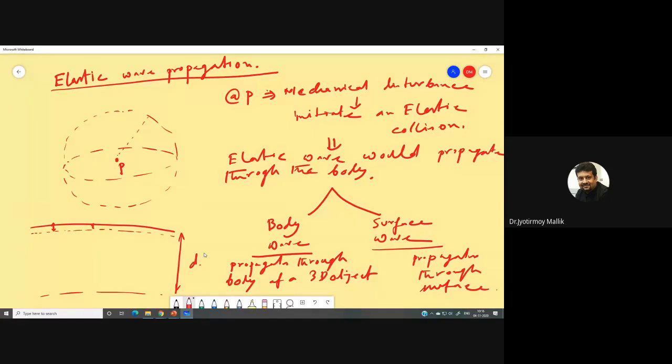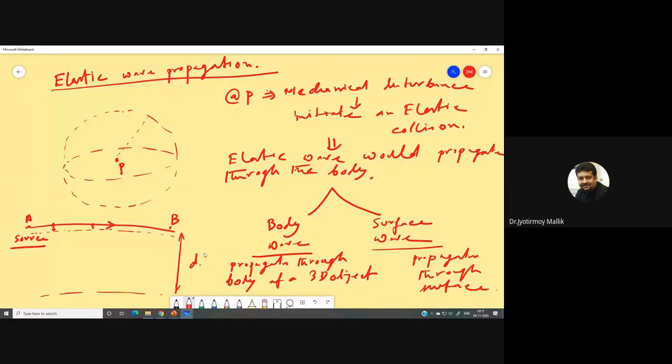Penetration is small means all the elastic collisions that happen to propagate the wave from point A to point B. The wave would propagate from point A to point B because point A is my source. That is where I have created my disturbance.